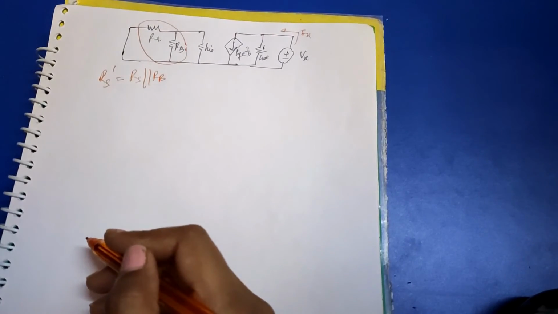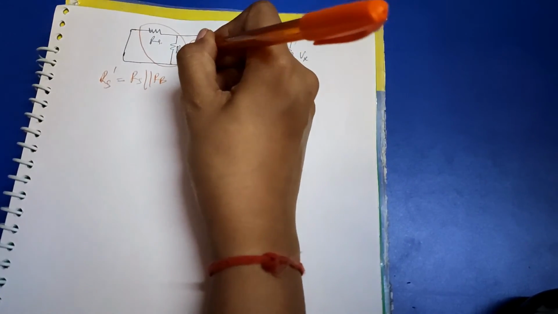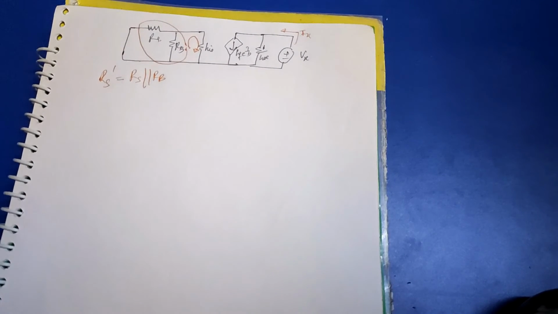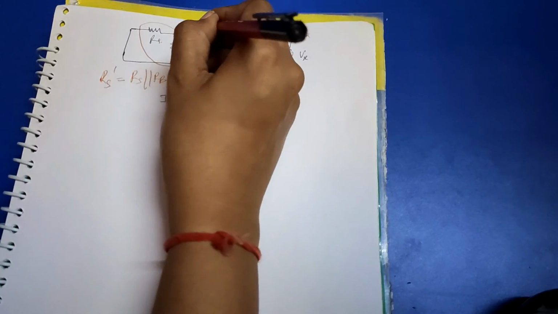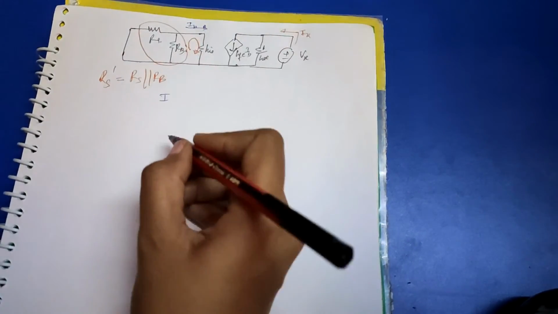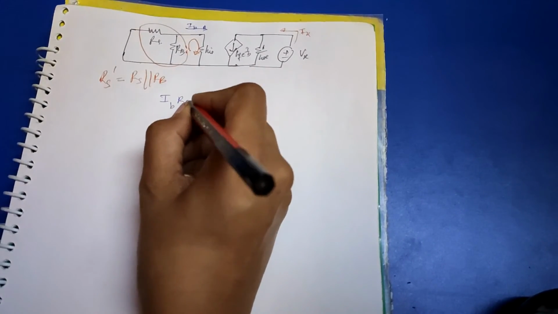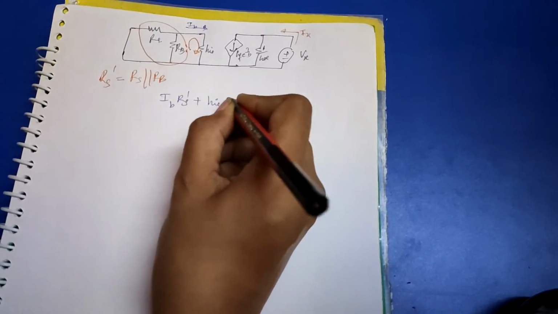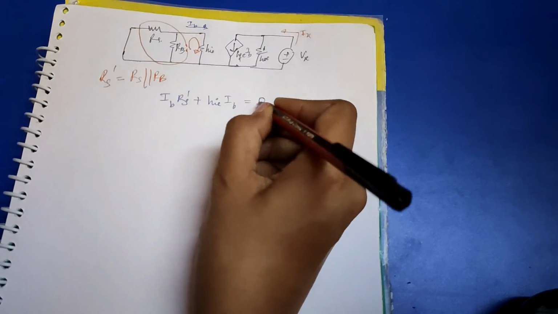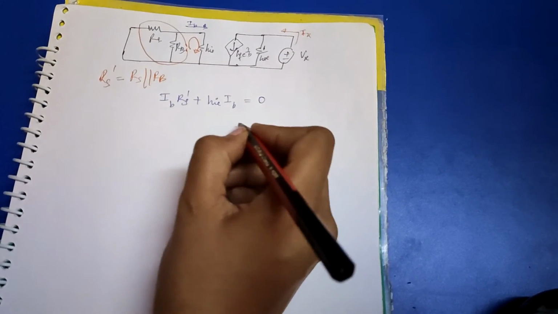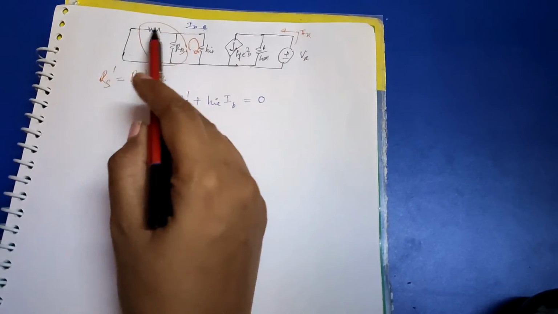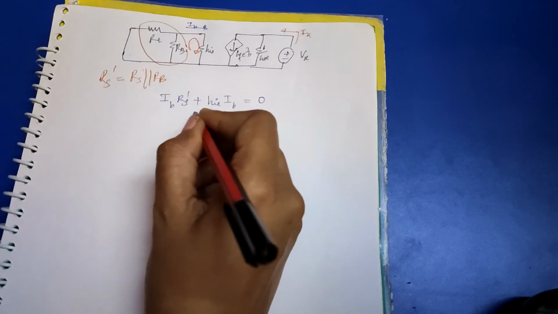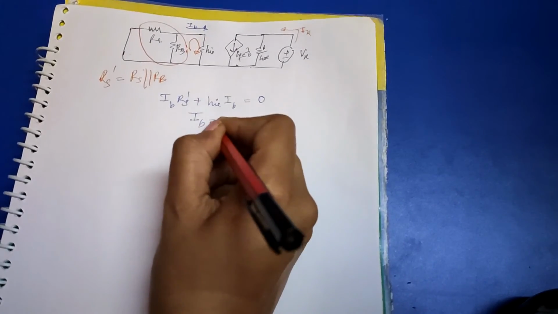Okay, now applying the KVL in the input loop. It will become IB into my Rs dash. Here the current flowing is IB, into my Rs dash plus my HIE into my IB is equal to 0. Okay, since no voltage source is connected at the input node because we have disabled it, IB is 0.